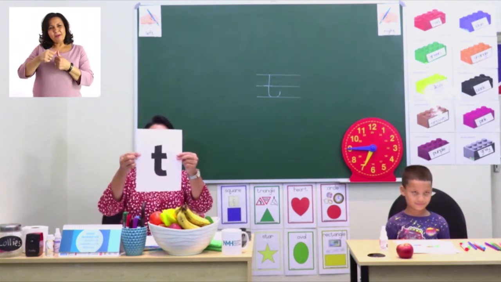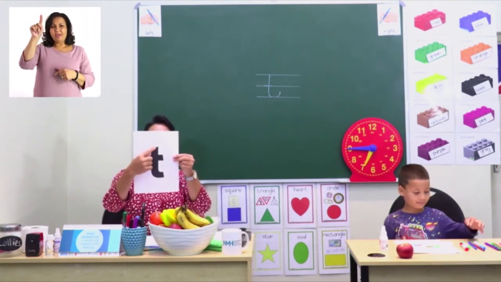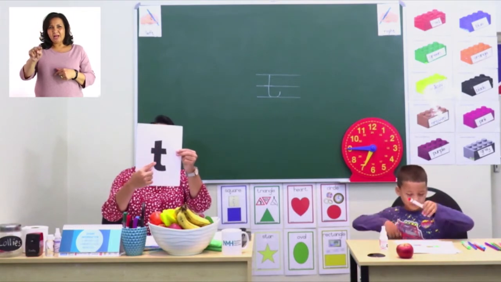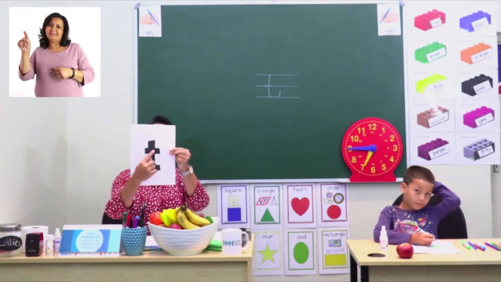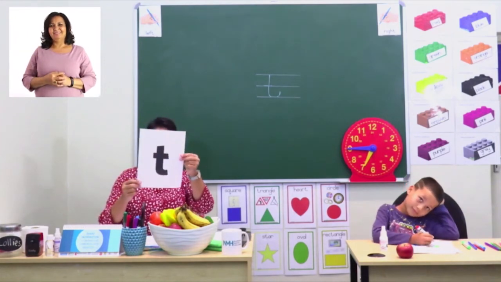Now, let's look at the letter T to remember. Remember, we start at the top of the line and we go down and make a curve just near the ground, and we kick out with the curve and we make a straight line on the middle line.